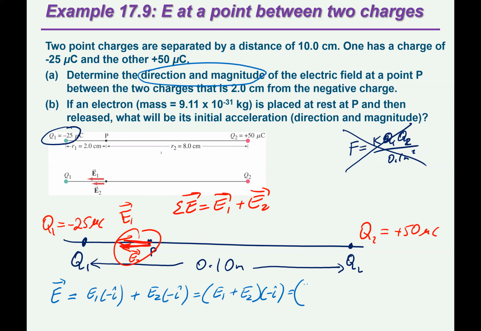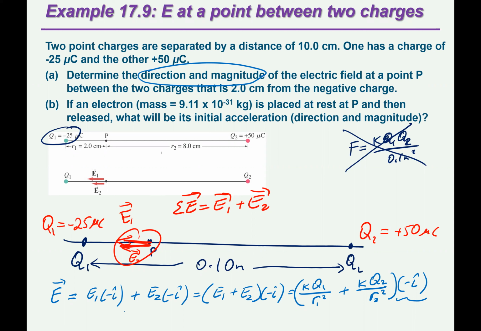That means I get K Q1 over R1 squared, that's the E1, plus K Q2 over R2 squared, that's E2, and then times negative i hat. I'm adding their magnitudes because they're both in the same direction, and then I give them the direction, negative i hat, which just means to the left.